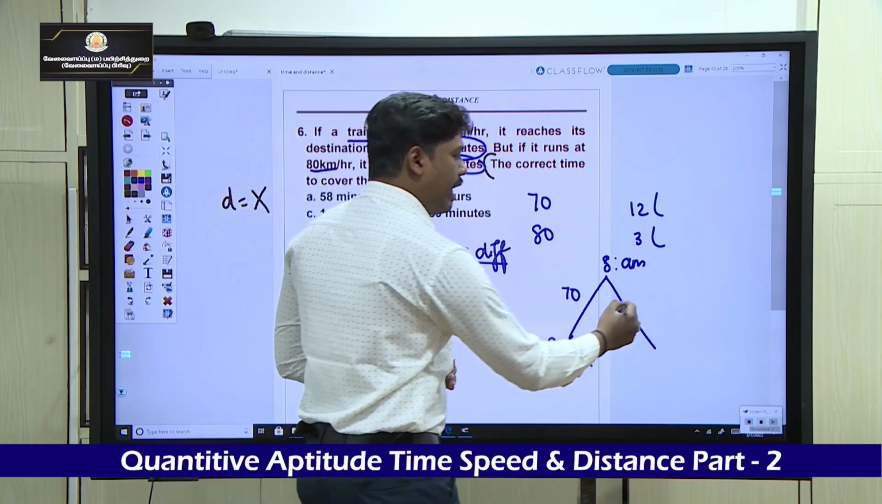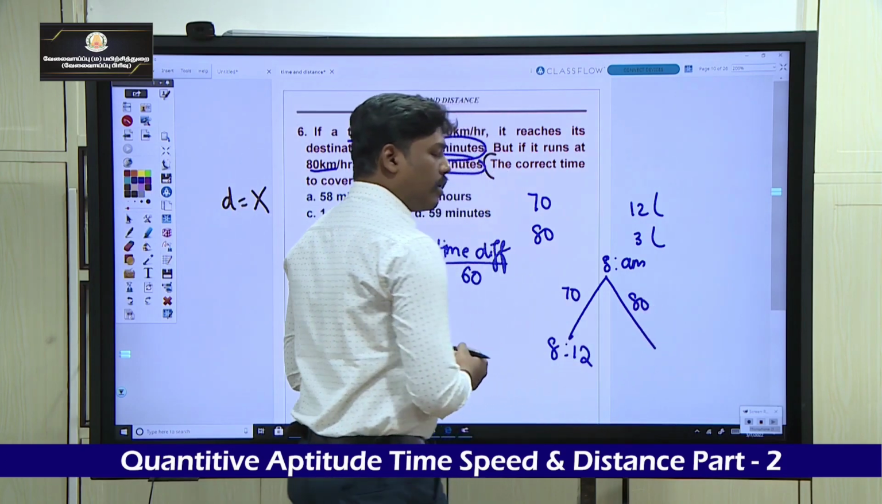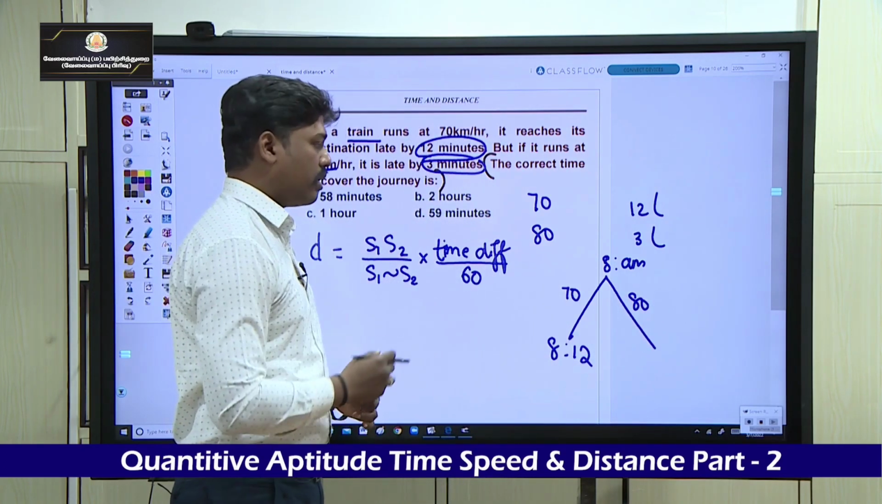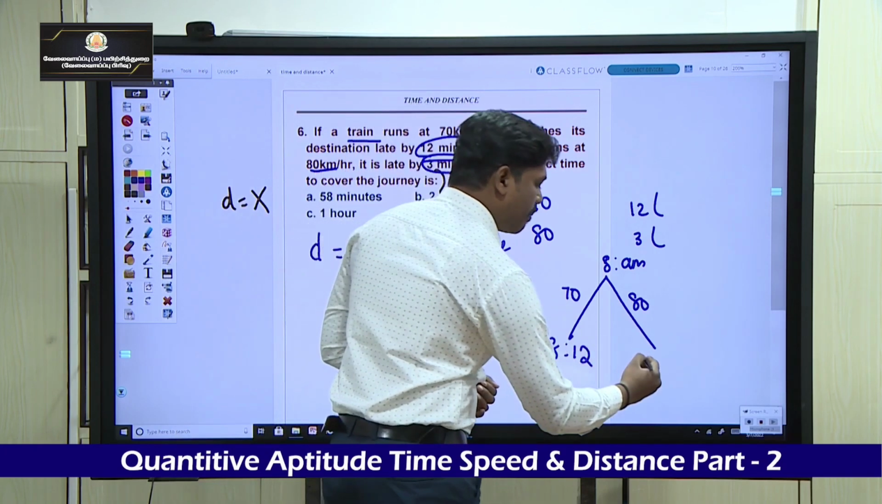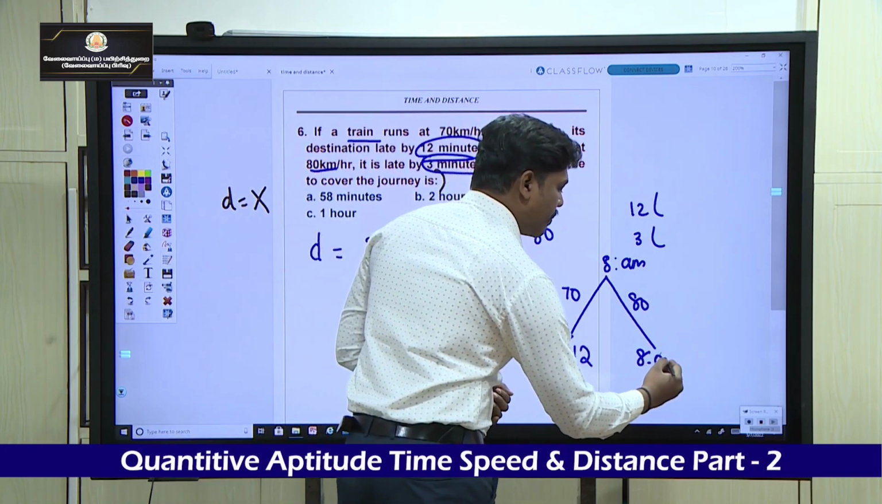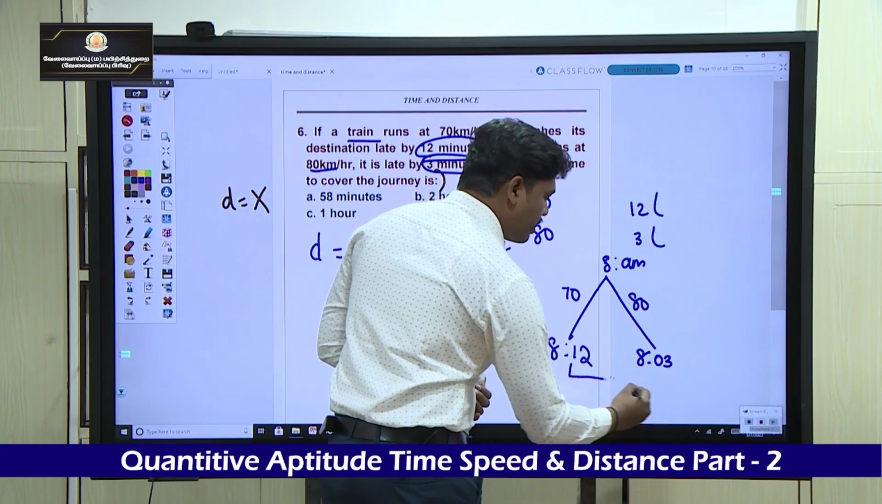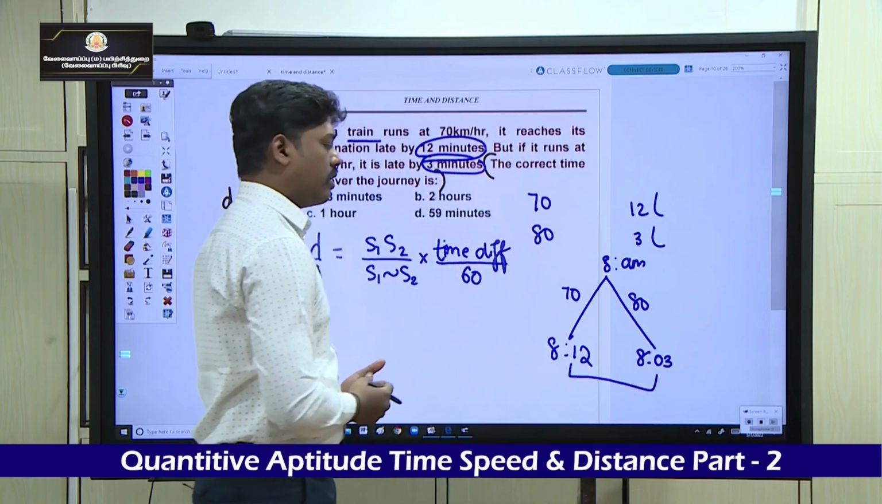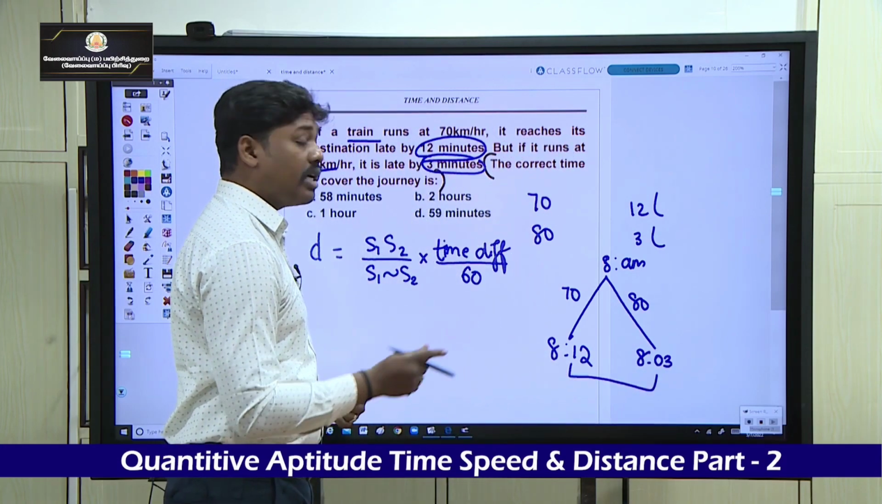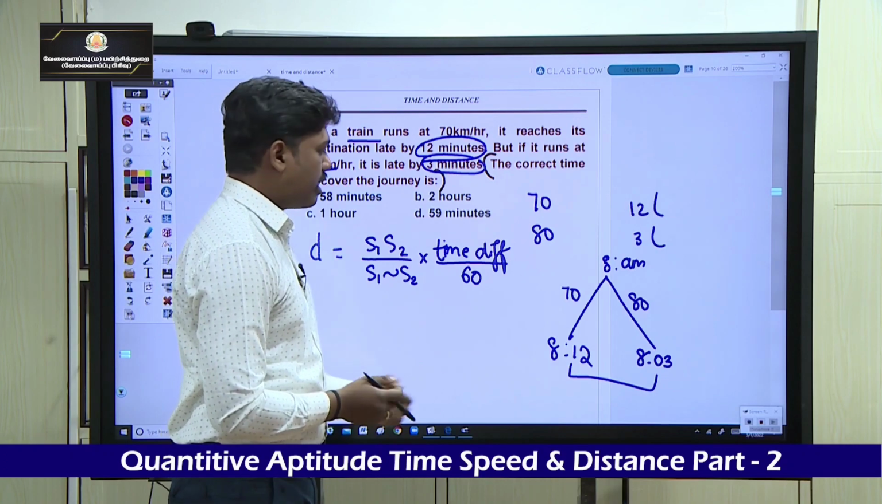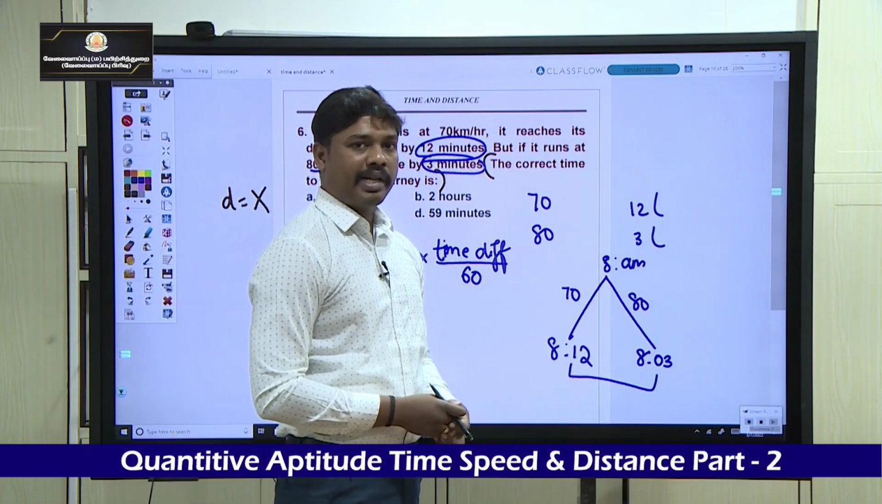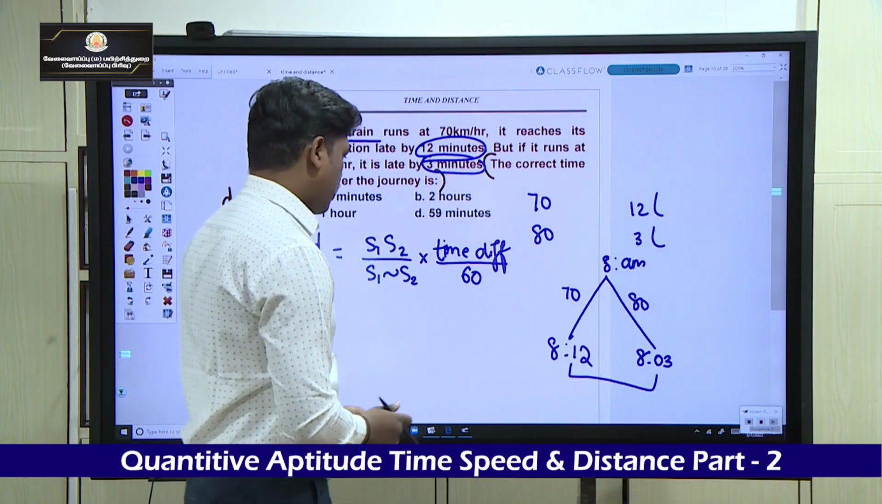If it is moving at 80 km per hour, it will reach only late by 8:03 a.m. What is the time difference here? Time difference is 9 minutes. 8:12 minus 8:03, you will be getting 9 minutes late.